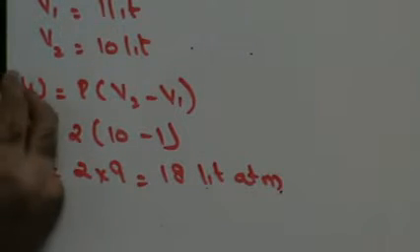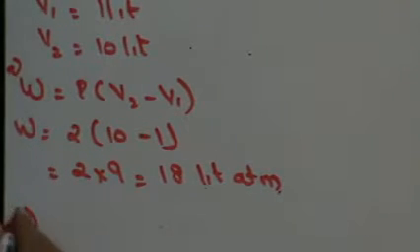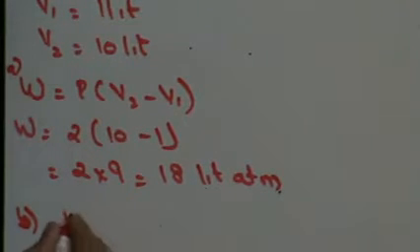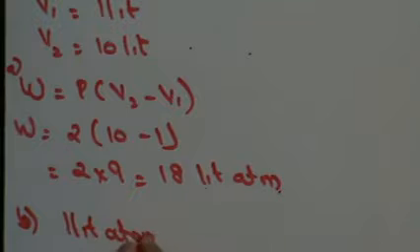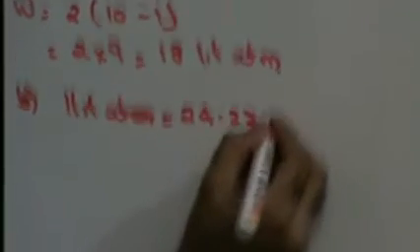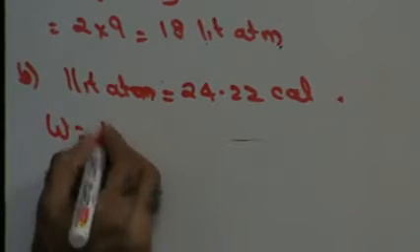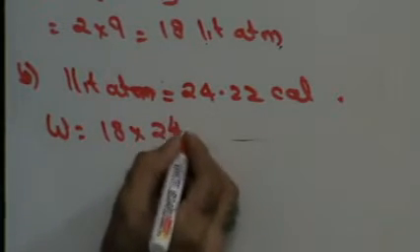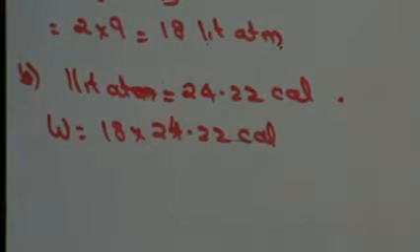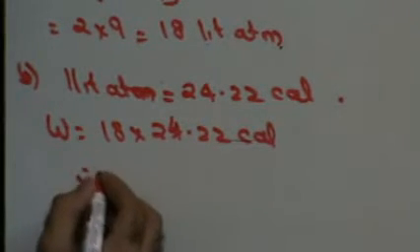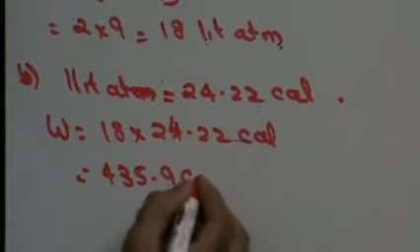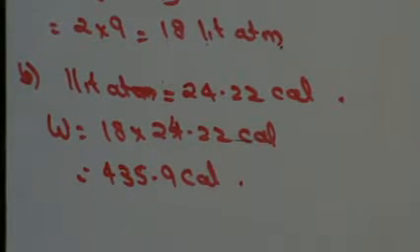Now we know that this was the first part of the question. Second, let's see another conversion factor. We know that 1 liter atmosphere is nothing but 24.22 calories. So I can now convert this. This is nothing but 18 into 24.22 calories, right? When I multiply, this will be 435.96 calories. But they haven't asked me the work done in calories.